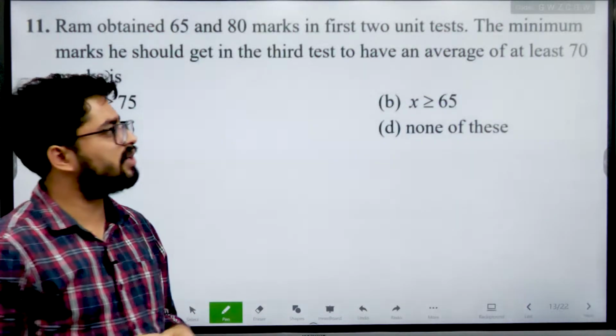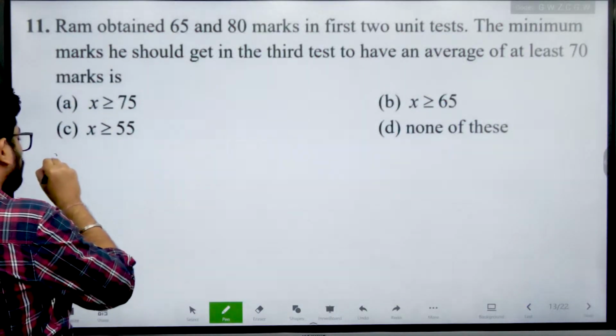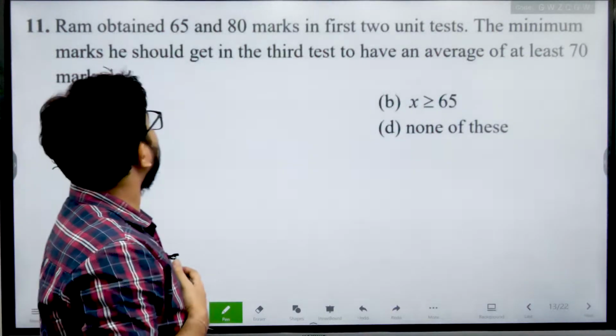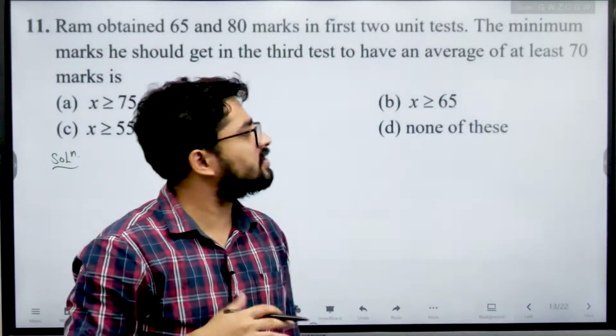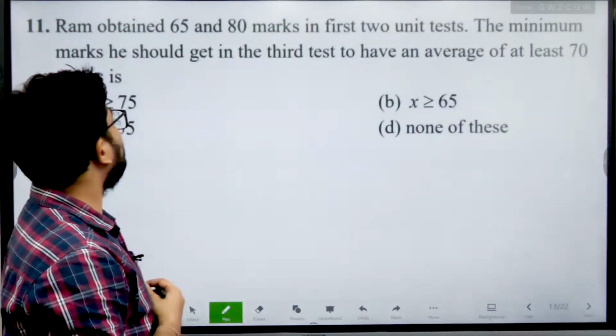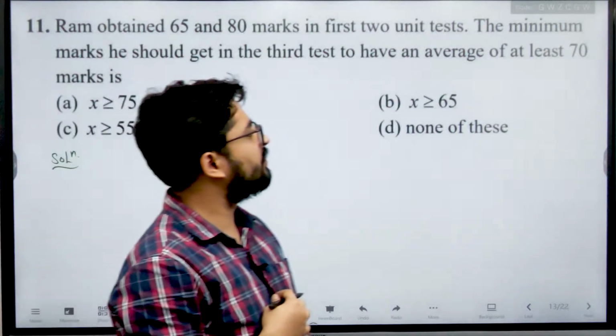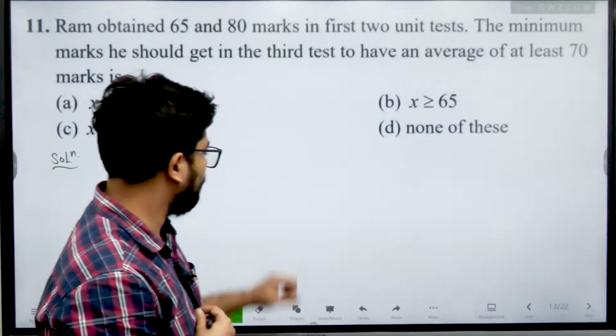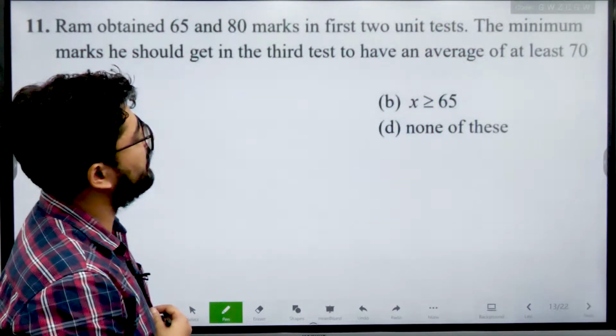Single correct MCQs now. Okay, so the solution is: we have Ram who obtained 65 and 80 marks in the first two unit tests. Find the minimum marks he should get in the third test to have an average of at least 70. At least 70. Okay, average of at least 70.